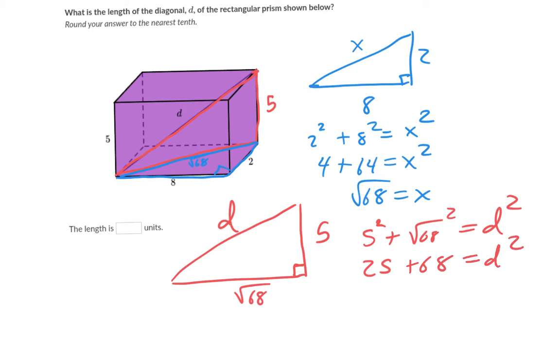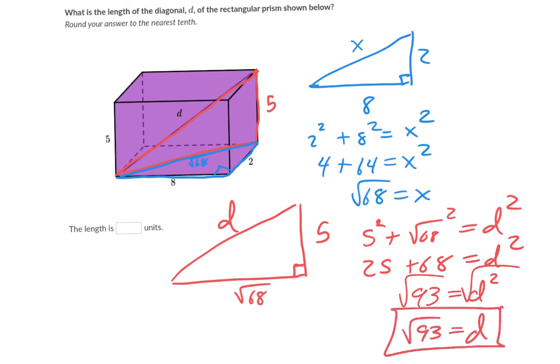All right, well, what is 25 plus 68? Well, it's 93. And so therefore you take the square root of both sides to get rid of the square for the d, and you get that d is simply the square root of 93. And there's our answer.